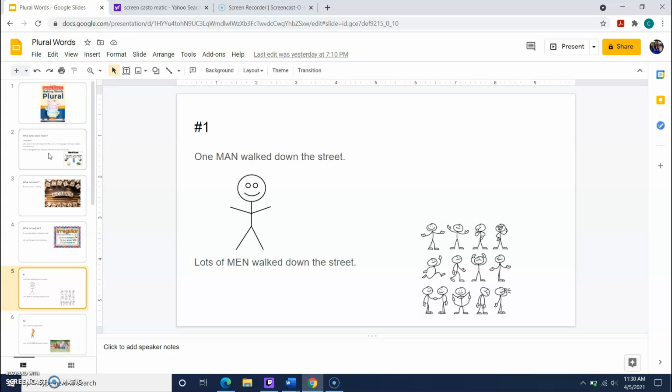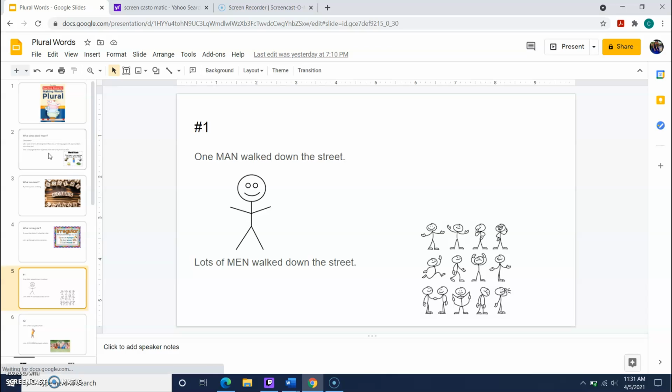All right, so our first example. One man walked down the street. See, there's a picture. There's only one man there, okay? So if we want to make the word man plural, it's actually going to turn into the word men, okay? So our sentence would change to lots of men walked down the street. And you can see there's lots of men on the other side of the picture.